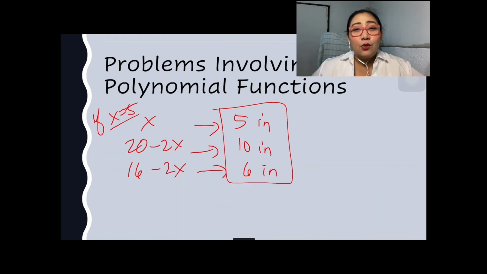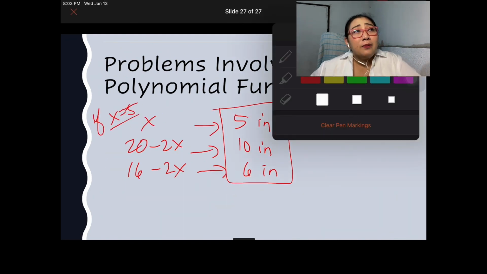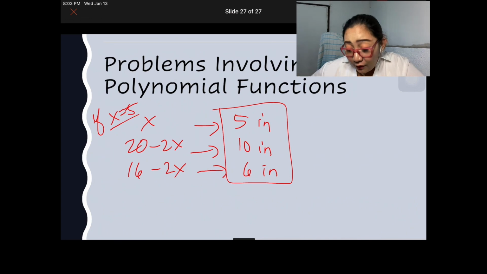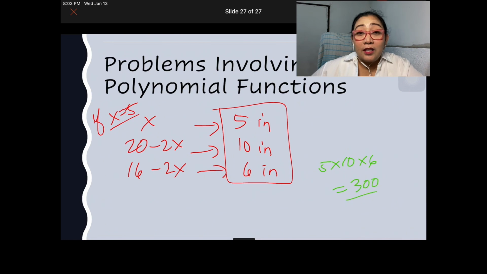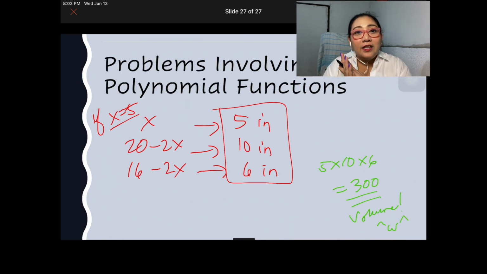Okay? So, kung kayo nagdududa pa, ma'am, paano natin malalaman kung tama? Well, if you multiply 5 times 10 times 6, you will get 300. Tama? And 300 daw yung volume ng ating box. So, you can be assured na tama ang sagot. Okay? So, yun lamang po ang ating lesson for this week.